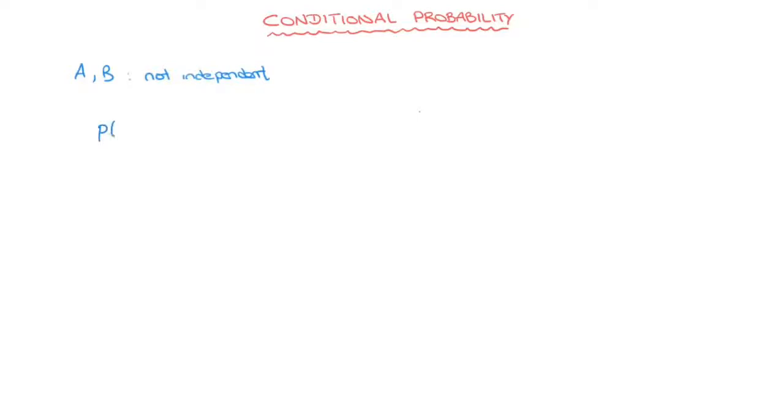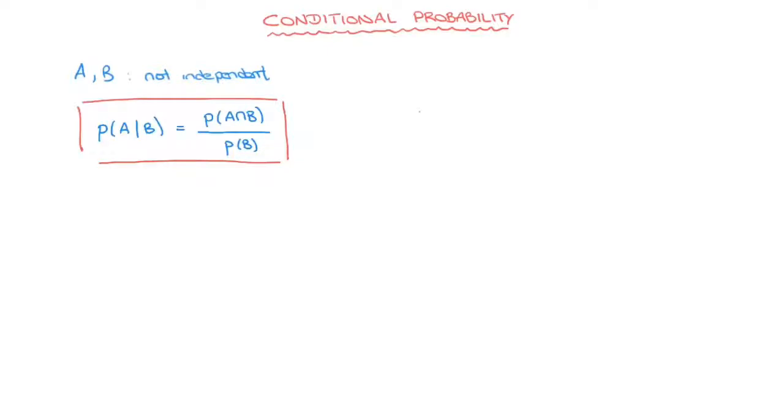The probability of an event A occurring given event B has occurred is equal to the probability of event A and B occurring divided by the probability of event B occurring. And I'll go ahead and box that formula. This is the conditional probability formula. Do make a note of it.